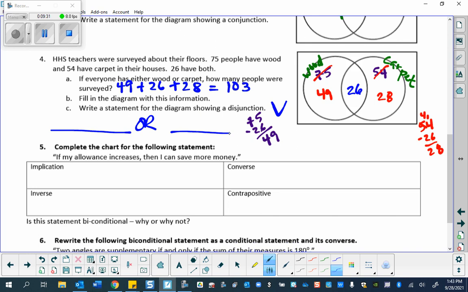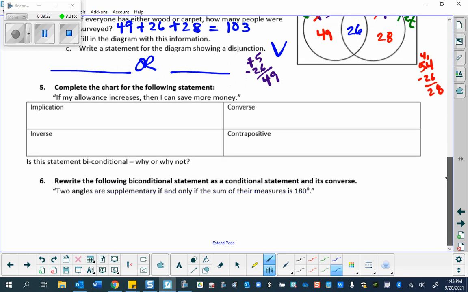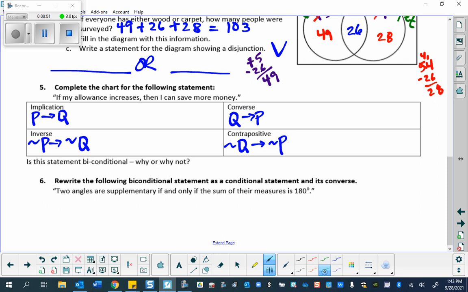All right, coming back to and reviewing our statements. Our implication talks about if P, then Q. Our inverse, not P and not Q. Our converse, if Q, then P. Contrapositive, not Q and not P. And remember, these two are linked in truth value, and these are also linked in truth value.